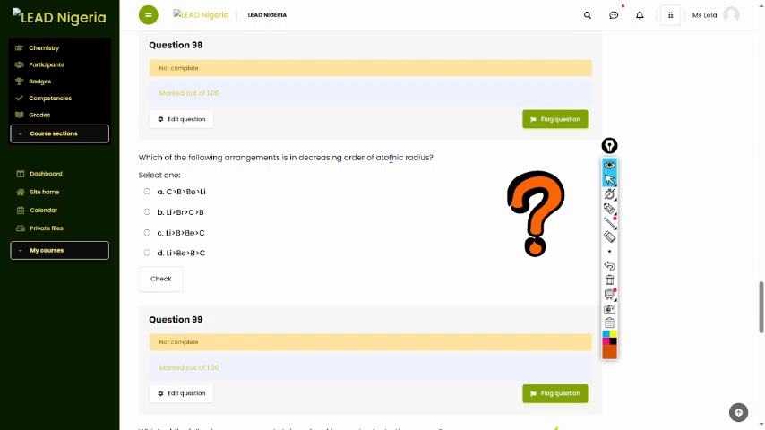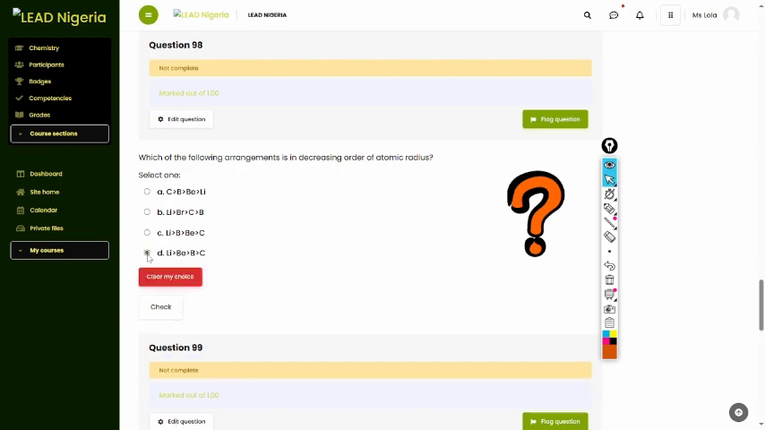So in order of decreasing atomic radius, we'll start from the one with the lowest group and then move from there. So the one with the lowest group is lithium, then followed by beryllium, then boron, and carbon. So the answer is D.